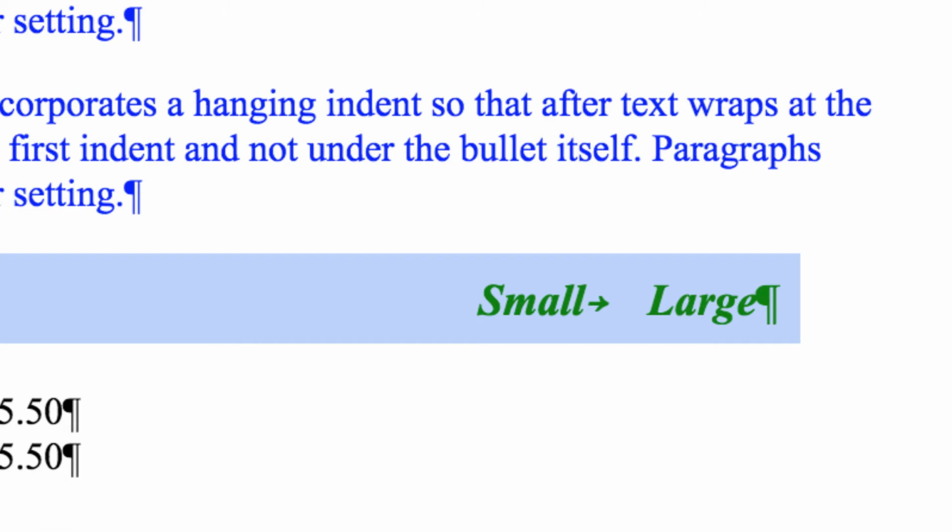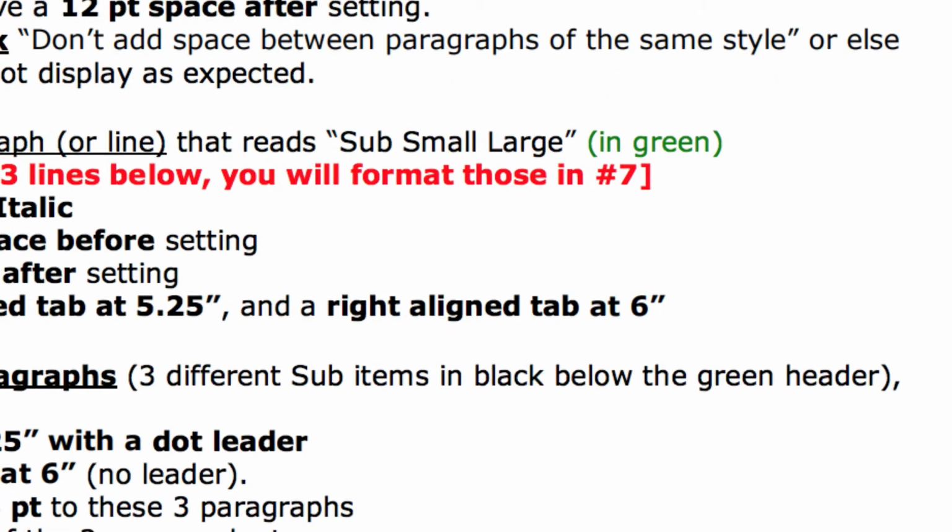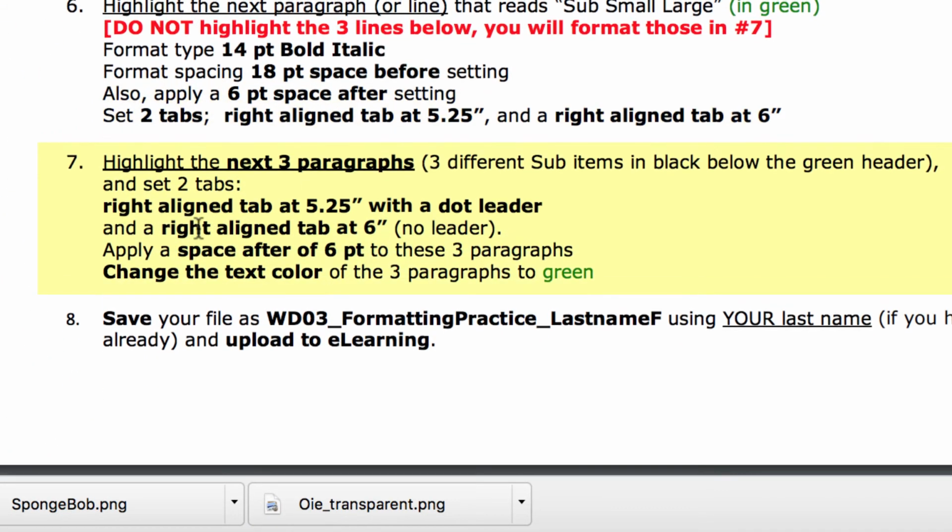So that one's done. So now we just have this last part here, and it's going to be the last 3 paragraphs, and we're going to set the same tabs. It says with a dot leader, and I'll let you know right now we can't do that with Google Docs, believe it or not, which is pretty sad that we can't put a dot leader on a tab.